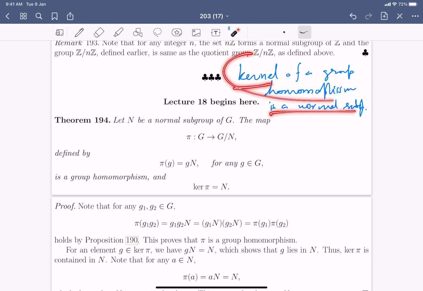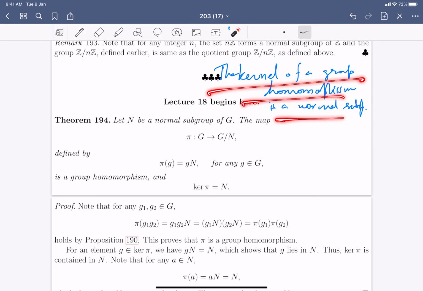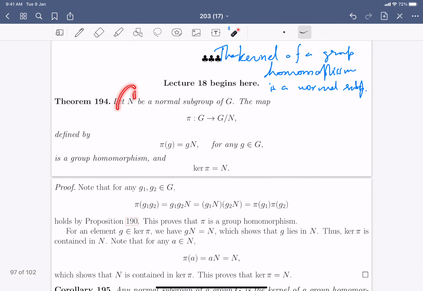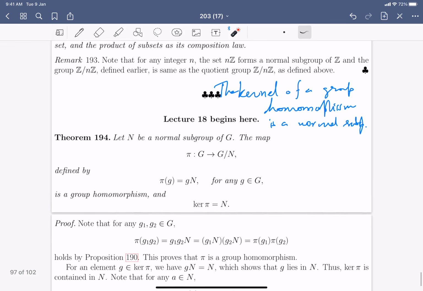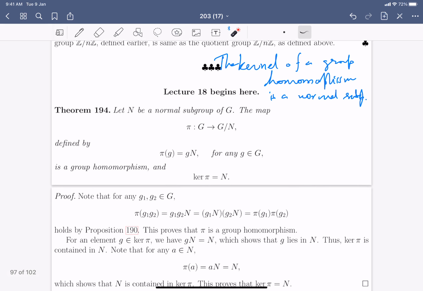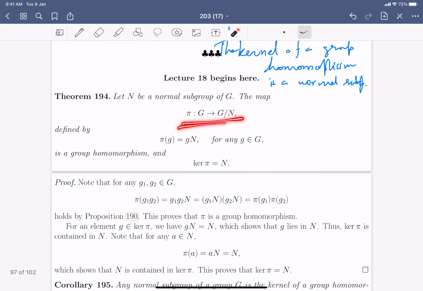We learned that the kernel of a group homomorphism is a normal subgroup. Now in this theorem we will show that if you start with a normal subgroup N of a group G, then this N is equal to the kernel of a group homomorphism. So the normal subgroups are precisely those subgroups of G that can arise as the kernel of a certain group homomorphism. Let's get into this theorem and its proof.